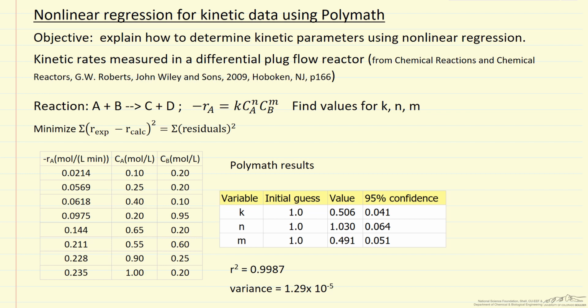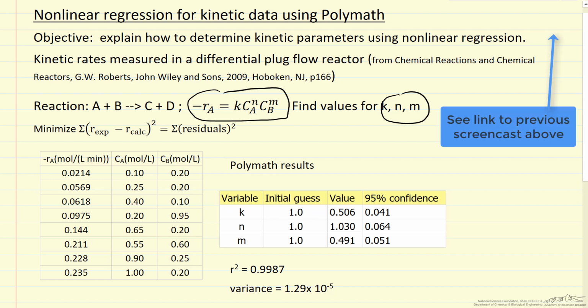Here I'm going to describe how to use nonlinear regression to analyze kinetic data using the POLYMATH program, particularly because POLYMATH is a relatively easy to use program to carry out this regression. The model that we're looking at is fitting kinetic data to this rate expression, and we're determining these kinetic parameters. This is explained in more detail in another screencast.